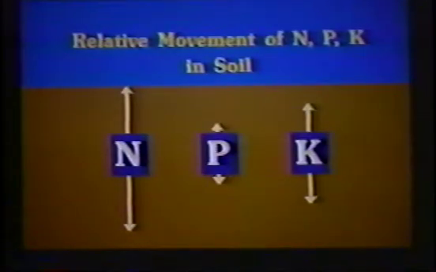In terms of mobility, phosphorus basically doesn't move. Nitrogen, of course, very, very mobile. Potassium, a little bit of mobility, but not much. But phosphorus just simply doesn't move. If you put it on the soil, it's going to stay where you put it.